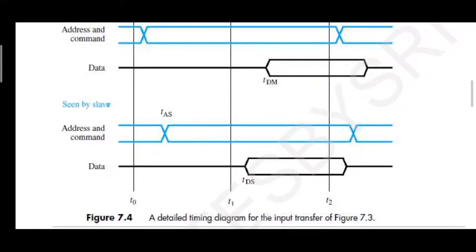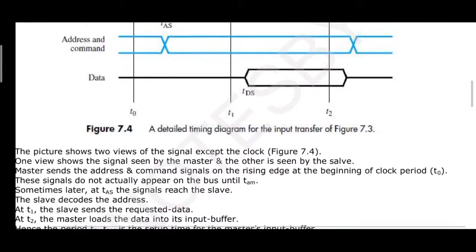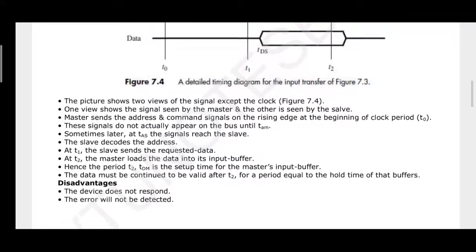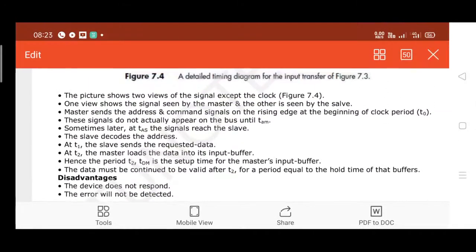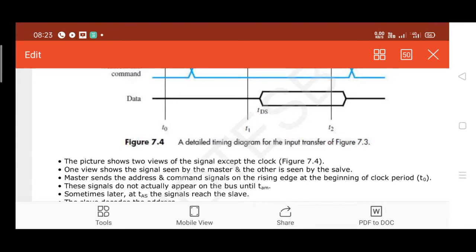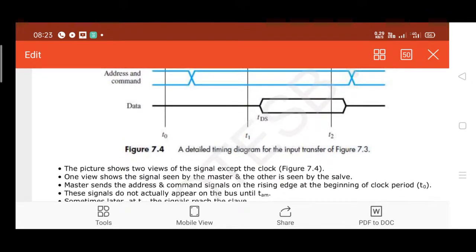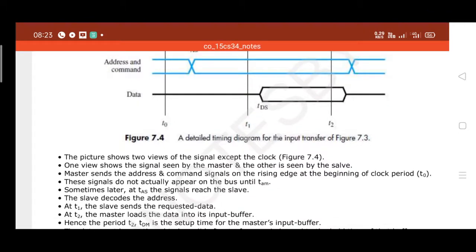Okay. This is what happens at the slave side. Again the delay factor is included, as you can see. This timing diagram is sufficient. You have to explain the timing diagram. What happens at T0, T1 and T2? That you have to explain. Please go through these explanations and all. If you have any doubt, please ask.